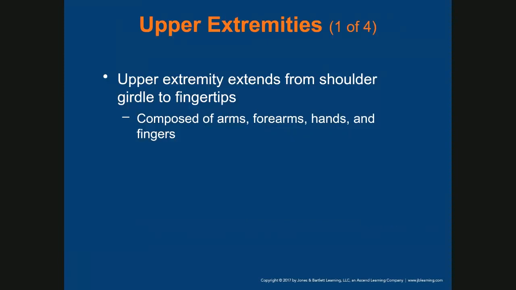Upper extremities extend from the shoulder girdle to the fingertips. The shoulder girdle consists of the clavicle or collarbone, the scapula or shoulder blade, and the humerus or funny bone. And you have the arms, forearms, hands, and fingers.